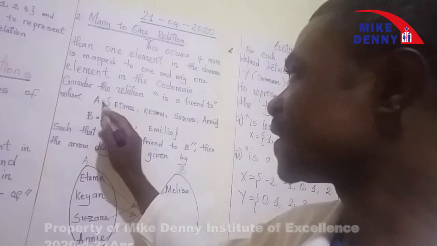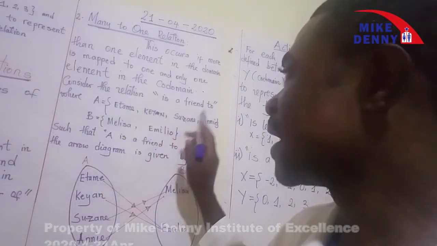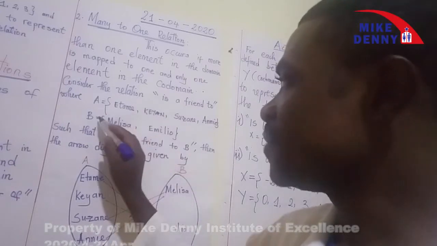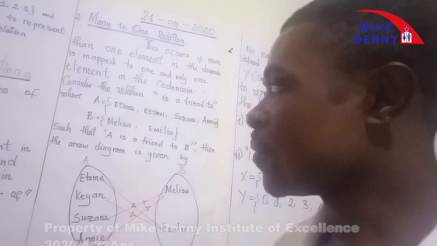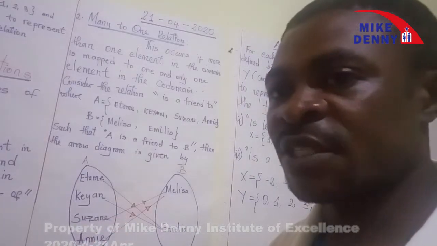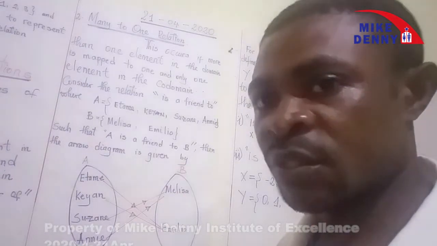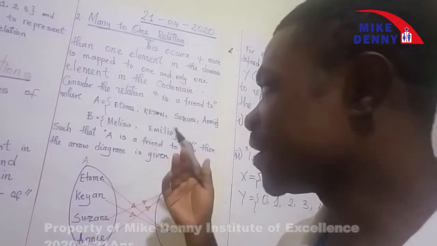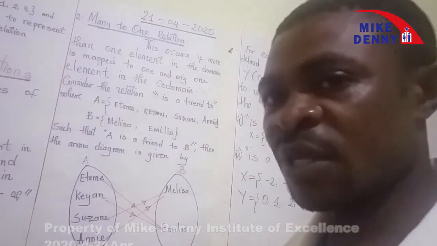we have the first set. A has the elements Etame, Keyan, Susan, and Annie. Set B has Melissa and Emilio. Our problem here is that we need to come up with oval shapes and the relation we have above, and we come up with the arrows. So we have a relation above, is a friend to. We have our sets, so we'll draw our shapes and link them with respect to the given relation.